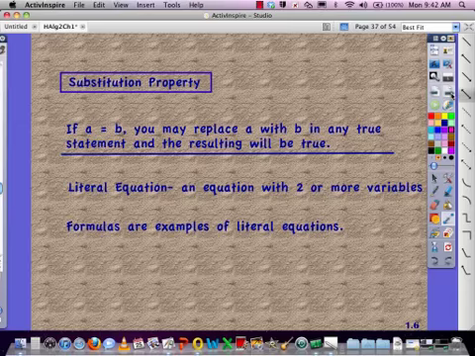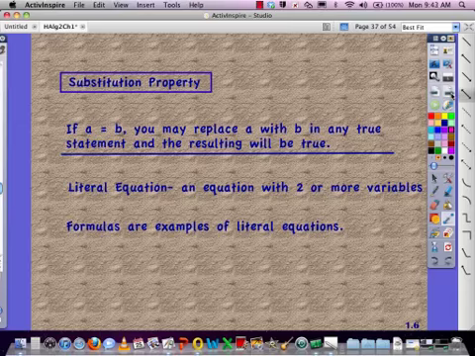The substitution property. If A equals B, you may replace A with B in any true statement, and the resulting statement will be true. Now, A equals B looks like variables, but remember, A and B could be numbers, variables, a combination of both.